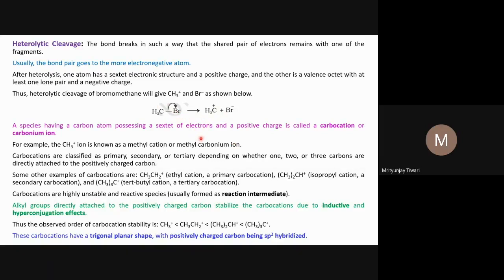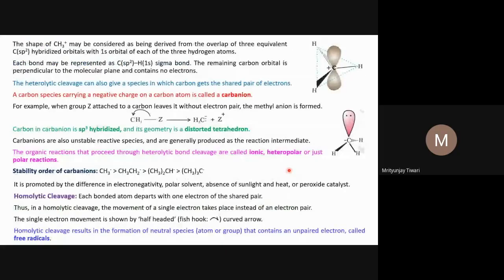And when carbon acquires a negative charge, a carbanion is formed. So carbanion means carbon having a negative charge, and carbocation means carbon having a positive charge. Carbocations are also known as carbonium ions. Their shape and other things we have already seen. Here the shape is pyramidal like ammonia, sp3 hybridized carbon, distorted tetrahedral. The stability of carbanions goes as follows: the methyl carbanion is most stable, then primary, then secondary, and then the tertiary carbanion.